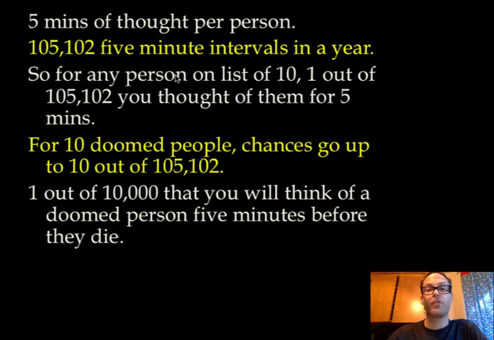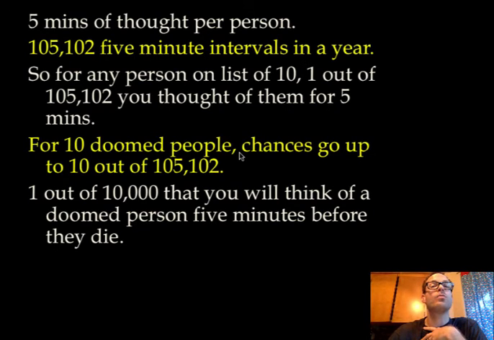Okay, so let's just review how this works. Suppose you have 5 minutes of thought per person, and there are 105,102 5-minute intervals in a year. So, supposing we have a list of 10 people who died in the last year, the chances that any of those 10 people are the person being thought of at the time, that's 1 out of 105,102, so that's 1 out of 100,000 roughly.